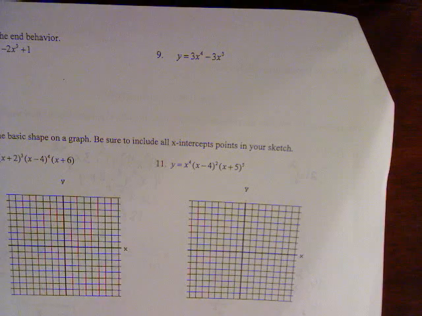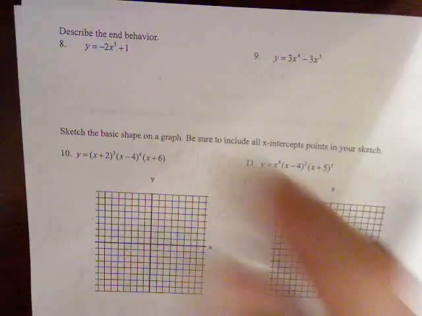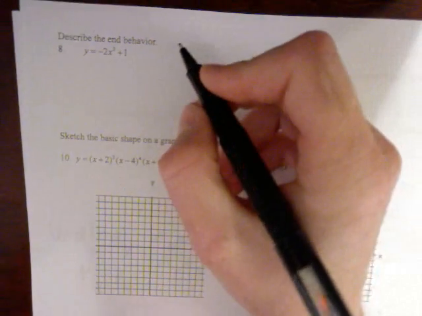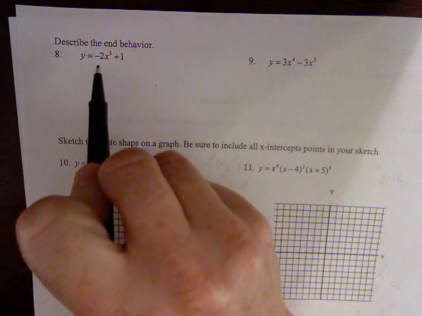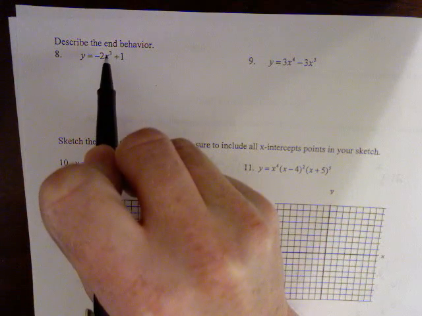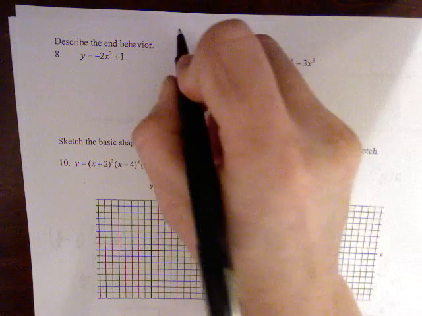Okay, we can go on to number 8. On the back of the review guide, on the back page, it says to describe the end behavior. If you remember, we have odd and even functions. We determine whether or not it's an odd or even function by looking at the exponent on our largest term. This is an odd function.